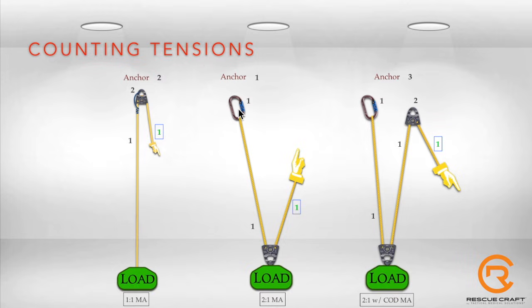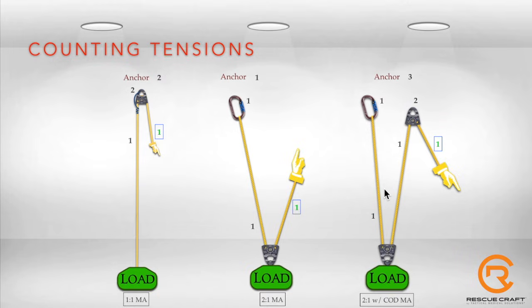So when we think about a 2 to 1 and we cut that weight in half, the anchor has 1 tension, we have that other tension. So no matter what that load is, if it's 100 pounds, we got 50 and 50. If it's 200 pounds, we got 100 and 100. So 1 comes in, 1 comes out, 2 is left at the load. We always count the number that terminates at the load, so we know it's a 2 to 1.